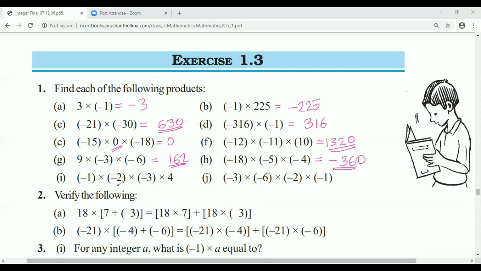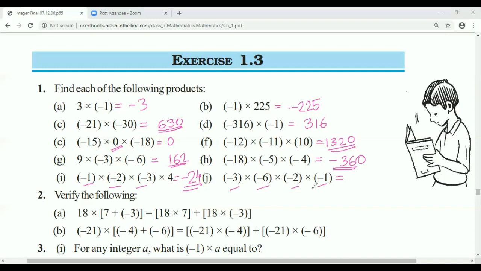Next, -1 into -2 into -3. We know -1 into -2 is positive 2. 1 into 2 is 2. Both are negative, the product will be positive. Then positive 2 into -3, -6. -6 into +4, -24. So here also you can see 3 negative numbers are there, and 3 is an odd number. An odd number of negative numbers were multiplied, the answer becomes negative.